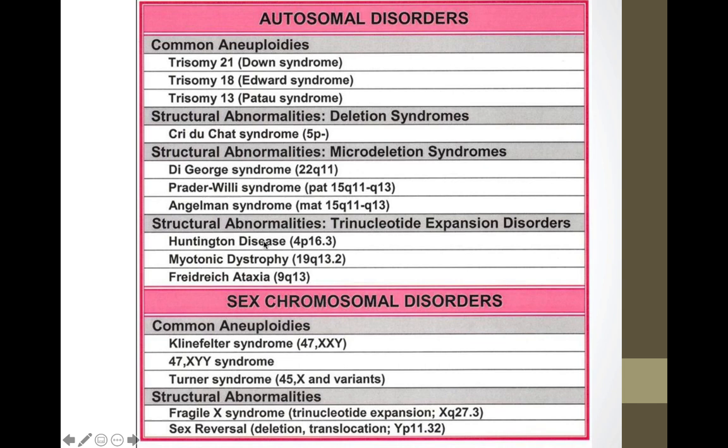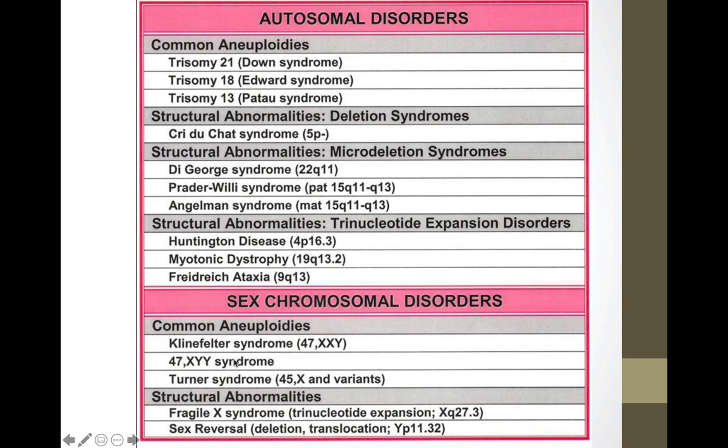And then you have aneuploidies that involve the sex chromosomes. The common ones are Turner syndrome, where you have a monosomy of chromosome X. So this female has one X, not two. This is very well known, Turner syndrome, you know it. Klinefelter, where we have XXY, and then you have XYY syndrome.